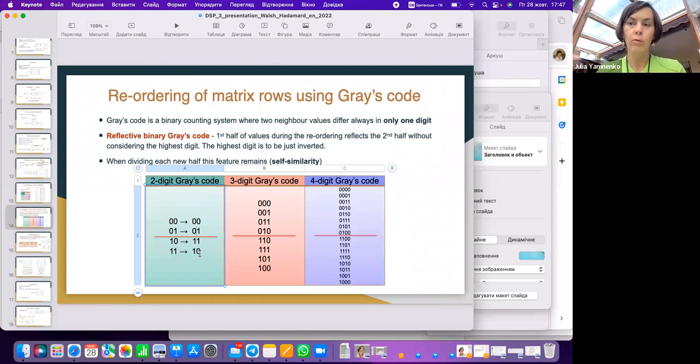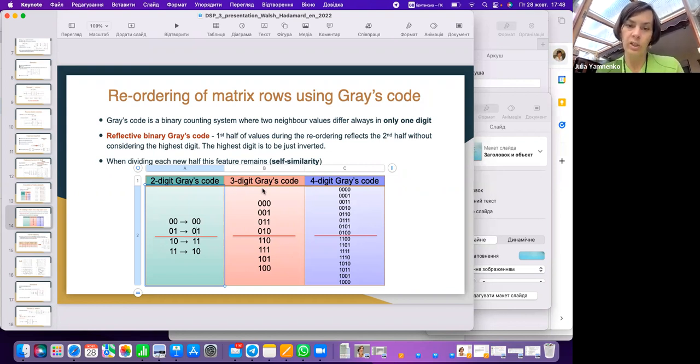So the farther we are from this central line, the more we have the reflection in the upper part and in the lower part. And then let's have a look at the higher digit, and we will see that above the line, all higher digits are equal to 0, 0, 0. And under the line, we have only 1, 1, 1. The same rule you can also observe for 3-digit and 4-digit Gray code, and even more. I just didn't represent it here because I think now it should be clear.